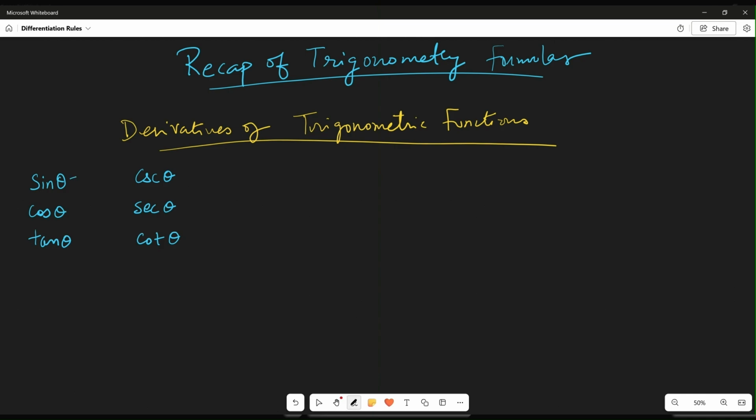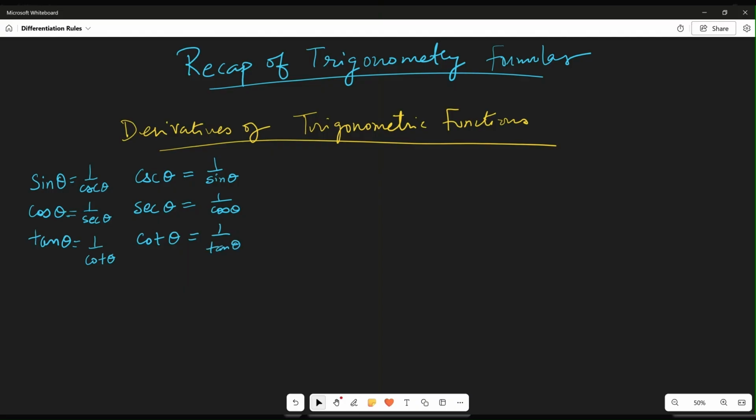So sine theta is equal to 1 over cosecant theta, and cosecant theta is equal to 1 over sine theta. And cos is 1 over secant, and secant is 1 over cos theta. Tan theta is 1 over cot theta, and cot is 1 over tan theta.